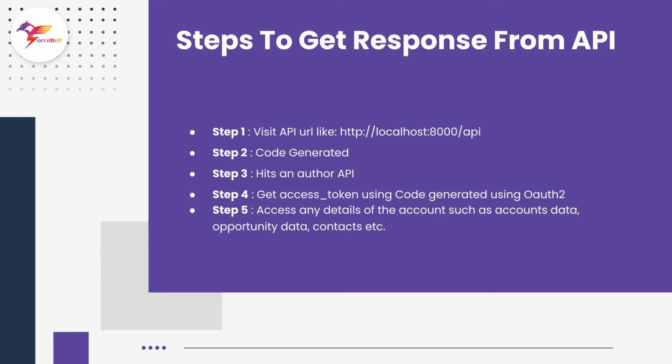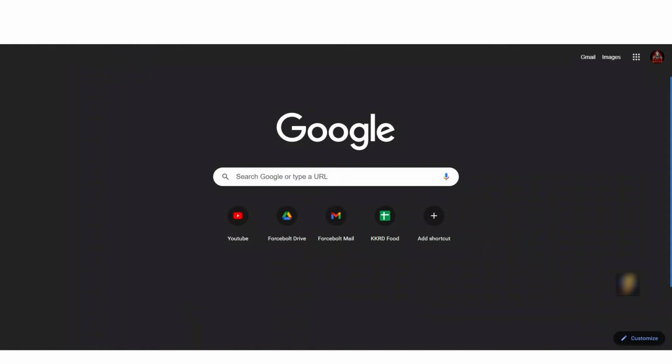Let's now talk about the solutions and the steps to get a response from the API. So for that, step 1 is to go to the API URL. Next, in step 2, hit an API that generates a code using Postman or the search bar. Now for step 3, it automatically hits an OAuth API which generates a code. In step 4, step 3 will again process to get access_token using the code generated using OAuth 2. In step 5, with the help of this access_token, I can access any account details such as accounts data, opportunity data, contacts, etc. Last, in step 6, with all the credentials, we can save all the details of the integrated user in the database. Moving ahead, let me show you the demo.